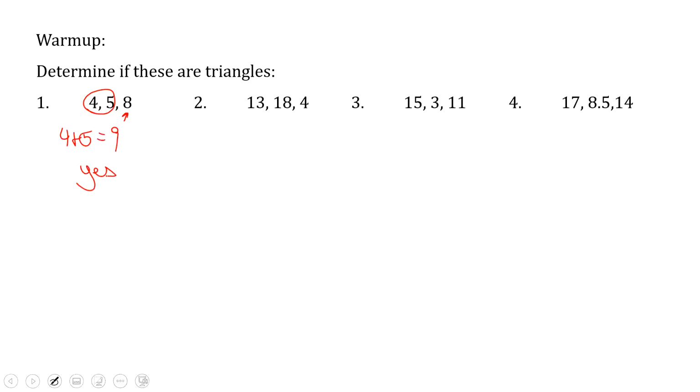2, we take the two smallest sides, again we're looking at 13 and 4, that's 17. That is not greater than 18, so this is not a triangle. No. Same thing, two small sides here, 3 and 11 is 14. It's not bigger than 15. No. Two small sides are 8.5 and 14. That's 22.5. Bigger than 17, so this is yes, it's a triangle.